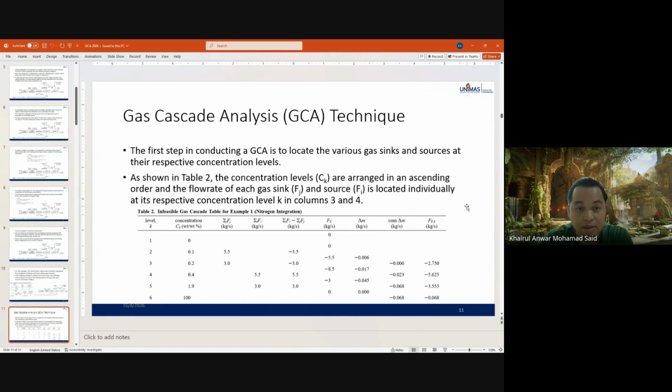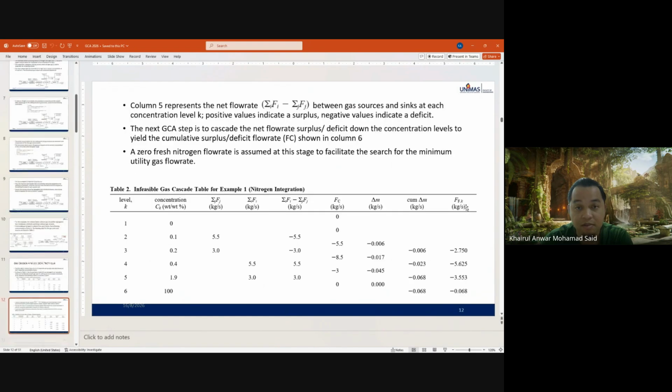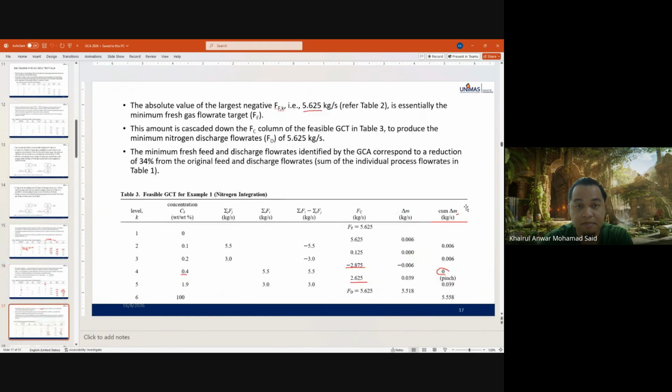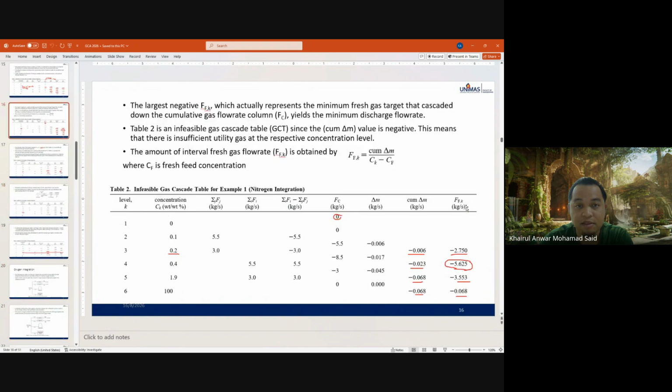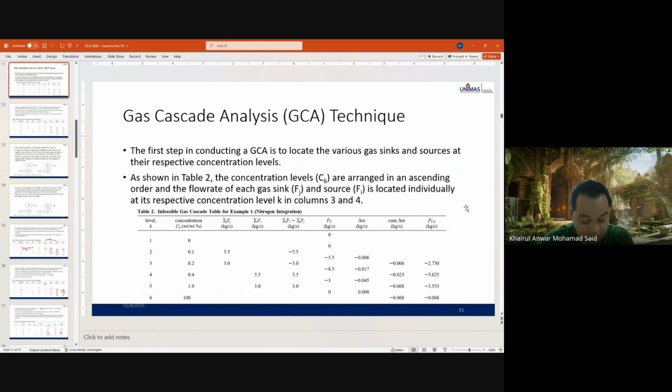So this is the GCA numerical targeting algorithm. There are 5 steps. The first step is to arrange the concentration levels, from 1 to 6. This is similar to water cascade, although here it is in percentage, whereas for water cascade it is in ppm.